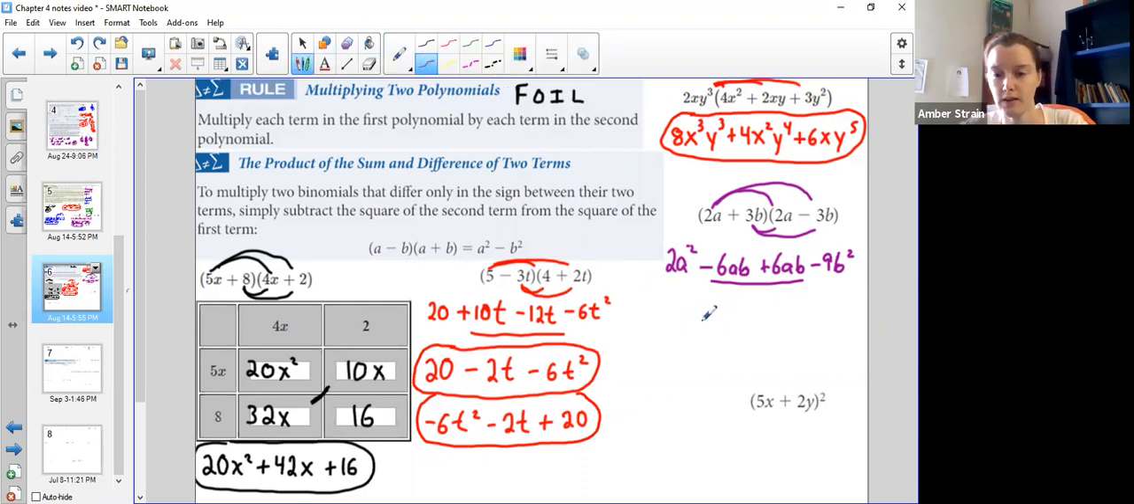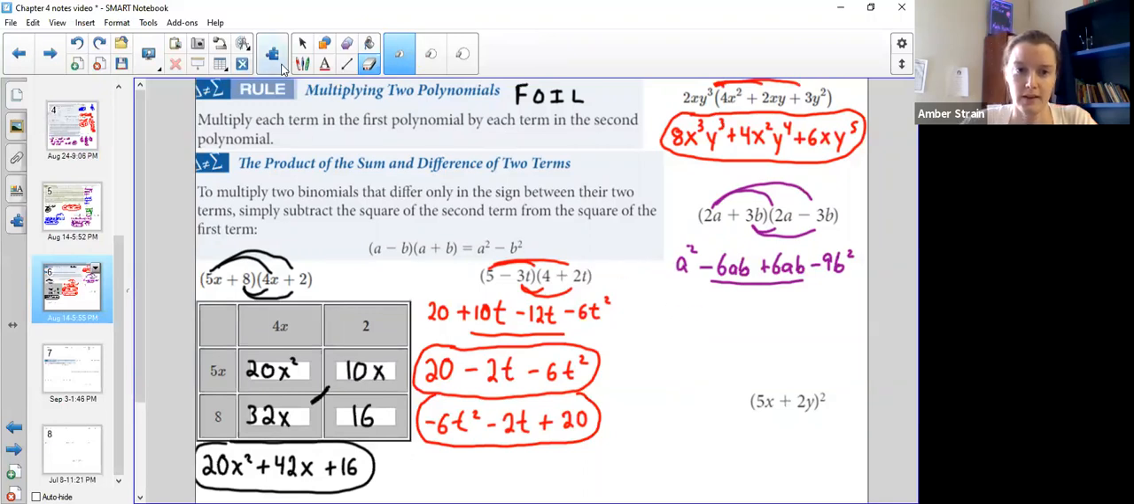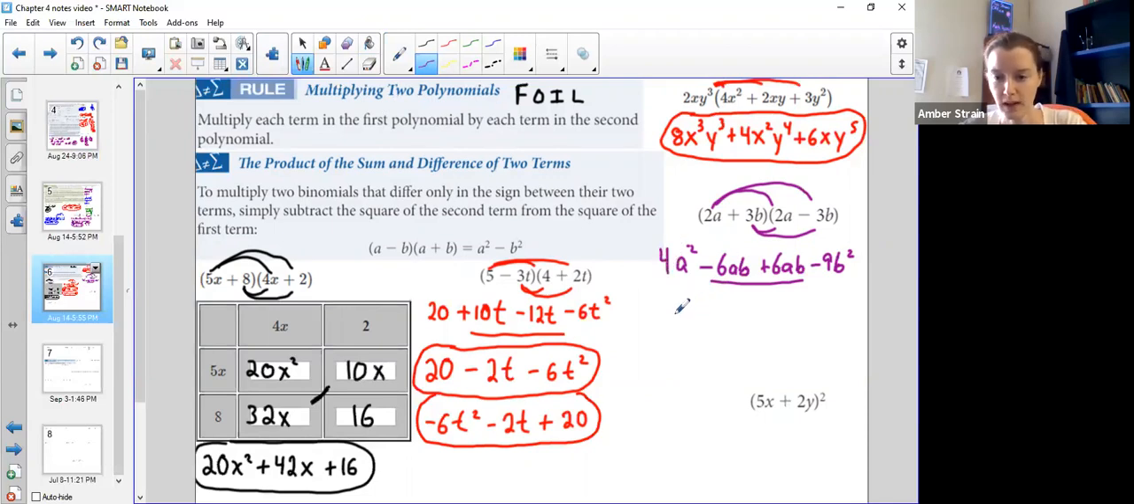So that means the final answer to this problem is, oh, I'm sorry, I made a mistake. This was a 4. 2 times 2 is 4. So you gotta watch out. You get so focused on the details sometimes you miss little things. See, it happens to the best of us. Never feel bad about making mistakes. It happens. So right there, when I double checked my numbers, 2 times 2 is 4a squared minus 9b squared.